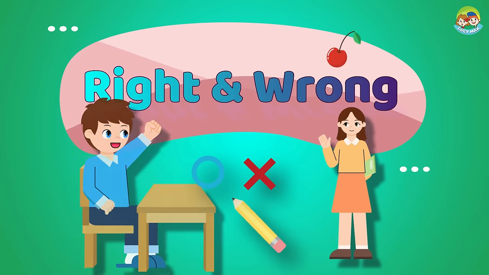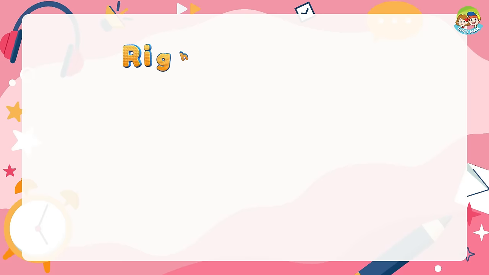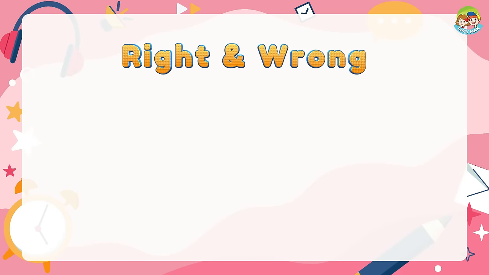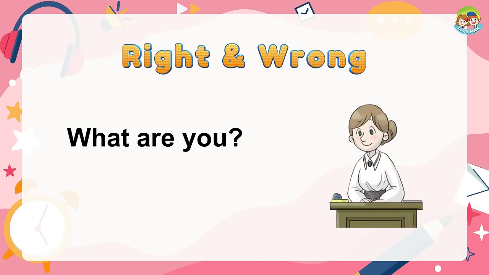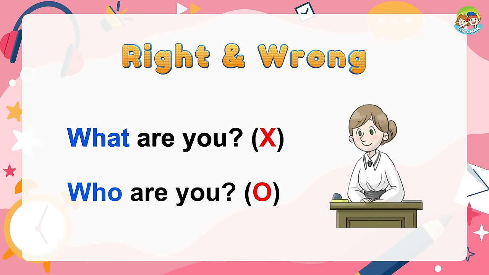Right and wrong. Now let's look at the right and wrong section. What are you? This is wrong, because what asks about things. Who asks about people? Who are you?